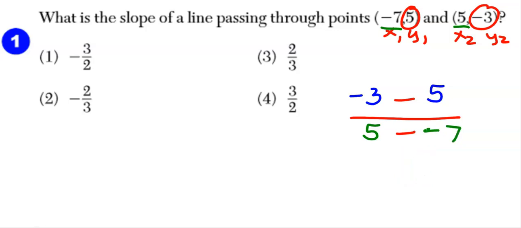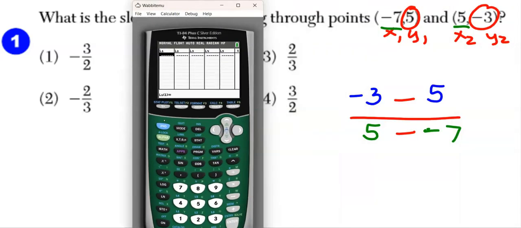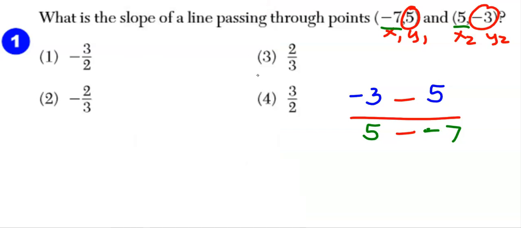You can compute by hand, or you can type this whole fraction problem into your TI-84 by using the fraction feature here in the alpha y equals menu. So I'm just going to type negative 3 subtract 5 in the numerator and 5 subtraction sign, then a negative sign for the 7. When I compute, I get my fraction in simplest form, negative 2/3.